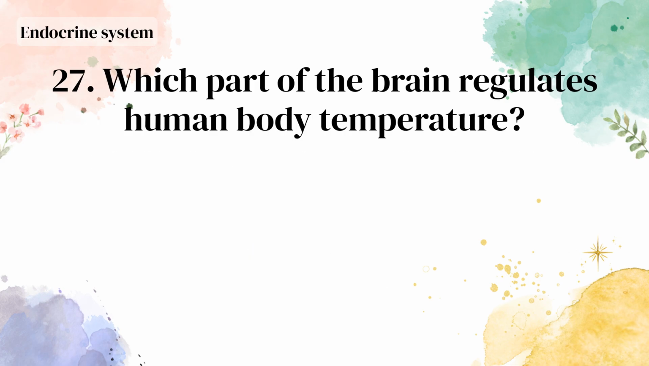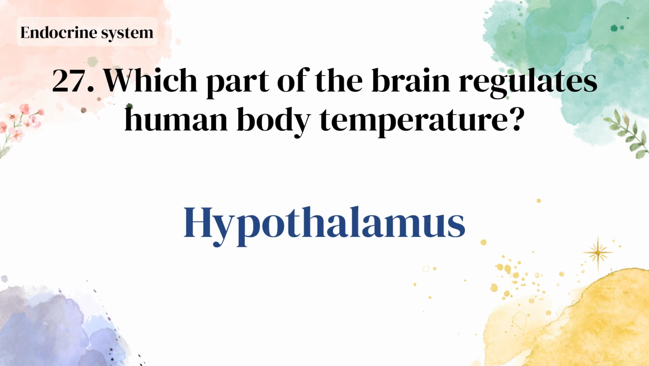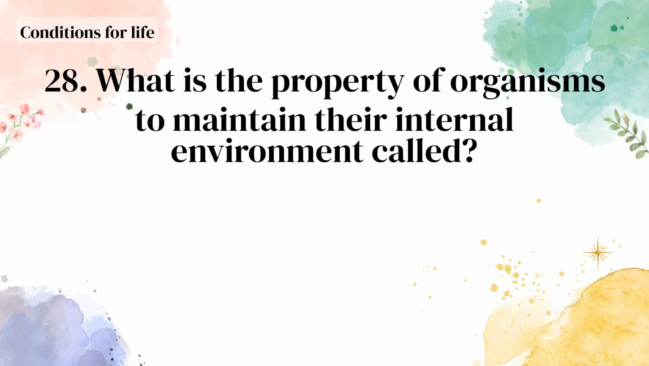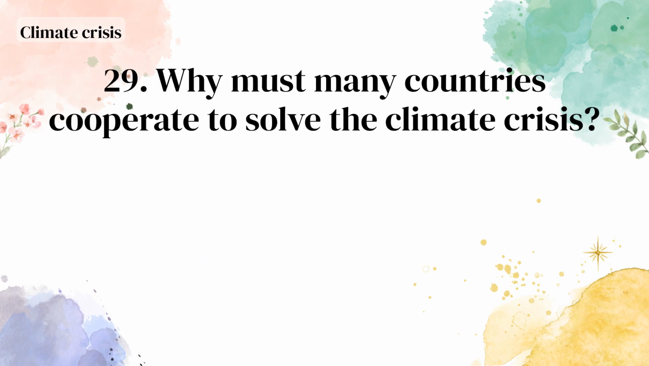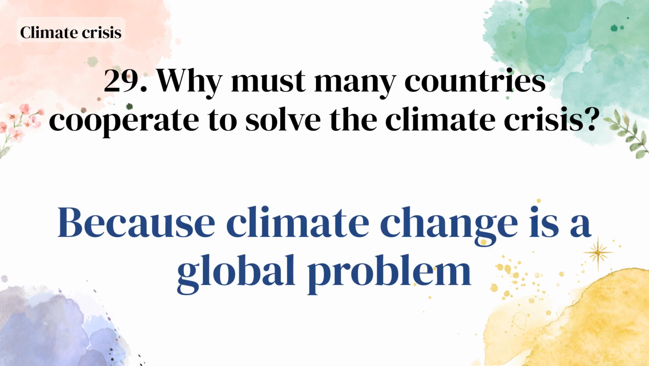Which part of the brain regulates human body temperature? Hypothalamus. What is the property of organisms to maintain their internal environment called? Homeostasis. Why must many countries cooperate to solve the climate crisis? Because climate change is a global problem.